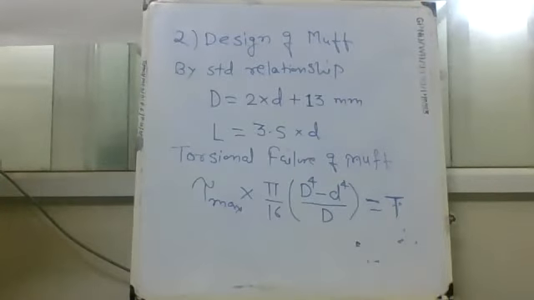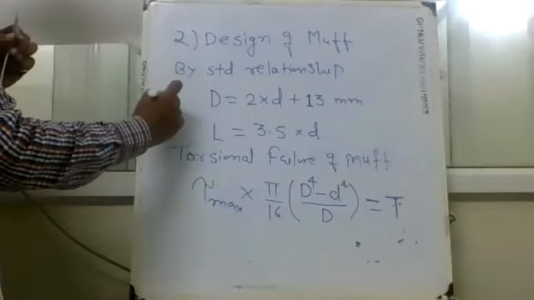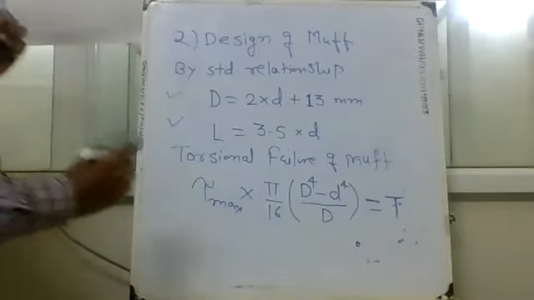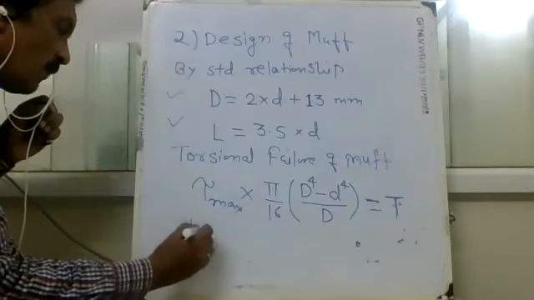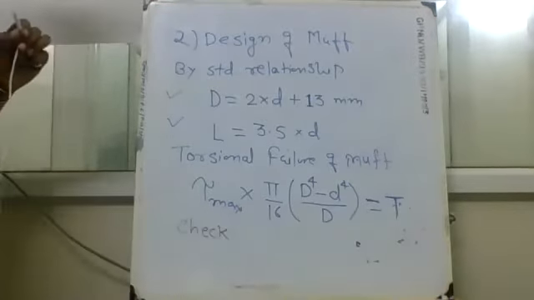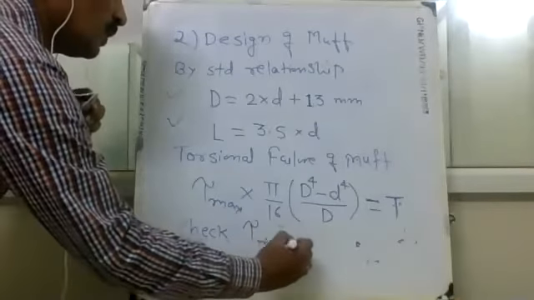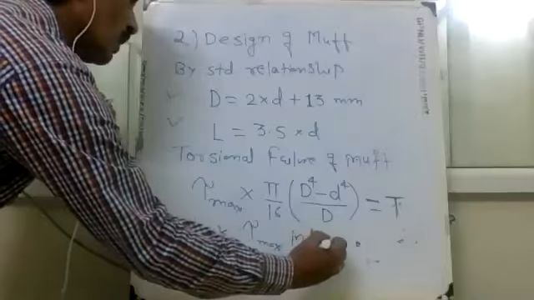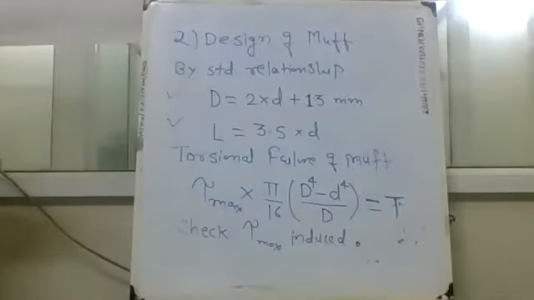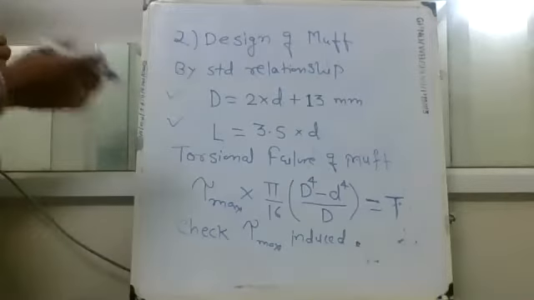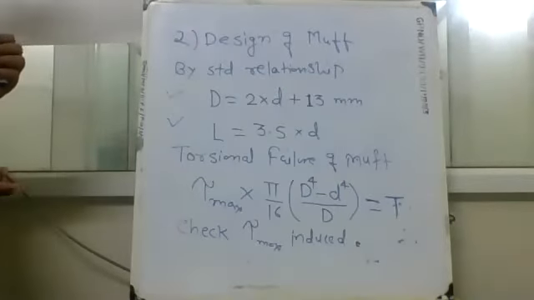Now in this particular equation, everything is already known because this D and L we already found. That's why we can check the safe value. Check how much tau max is induced here. If it is less than the safe value, your design is safe. Otherwise we have to increase the D or L dimension.